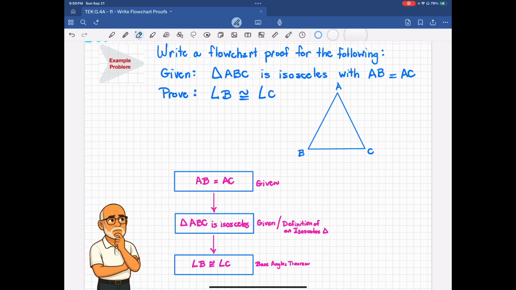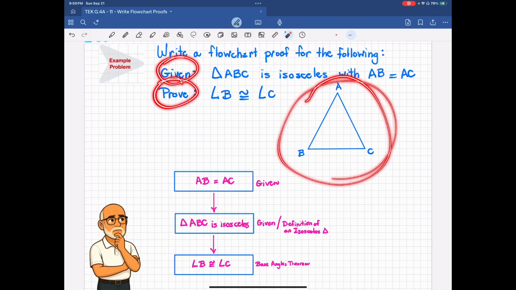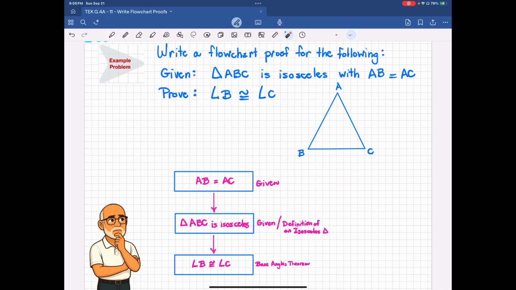Let's look at a problem together. Now, the instructions read, write a flowchart proof for the following. So we have a given, we have a prove, and we have a drawing over here. So I need to focus on all three of those pieces and parts.